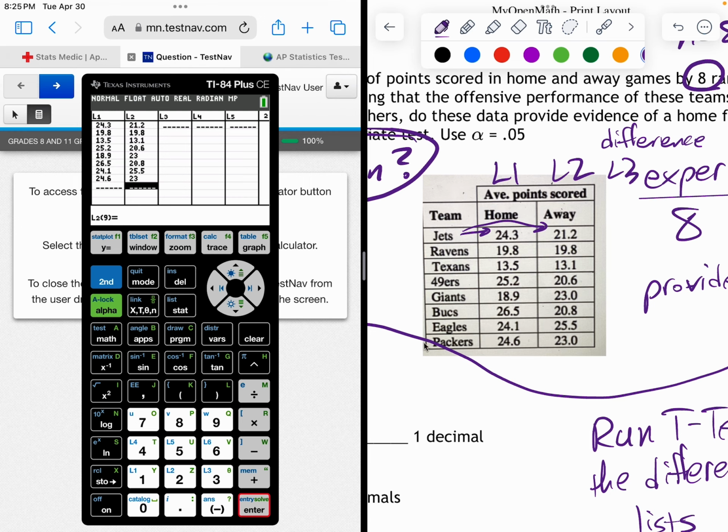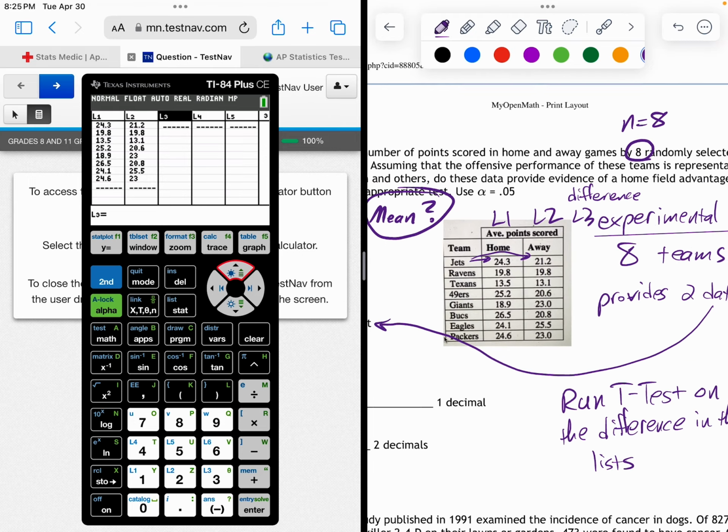All right, I'm going to double check. Well, heck, I don't have to type it in. I'm not going to double check. You can do that. Okay, so then list 3 is going to be the difference between home and away.